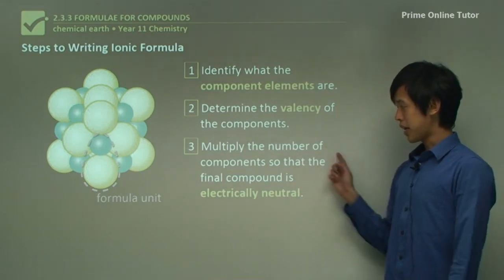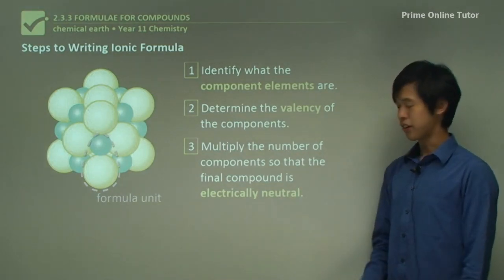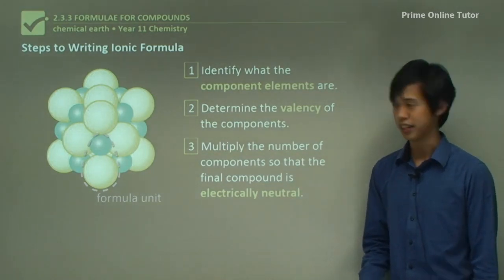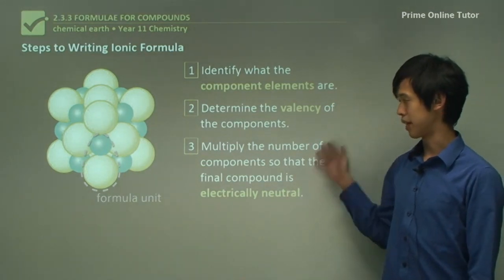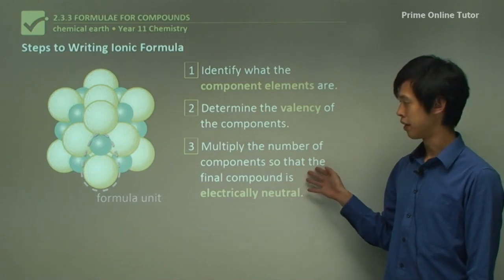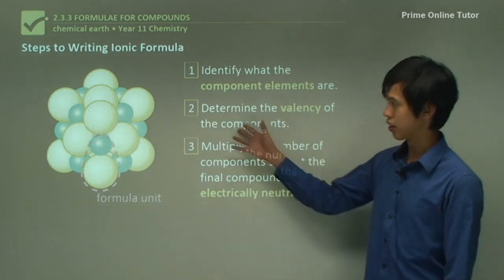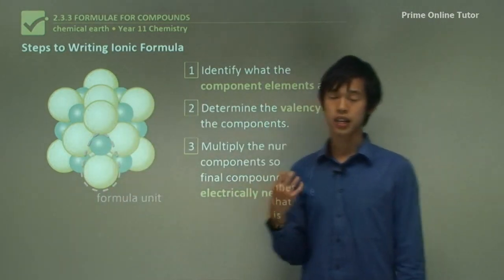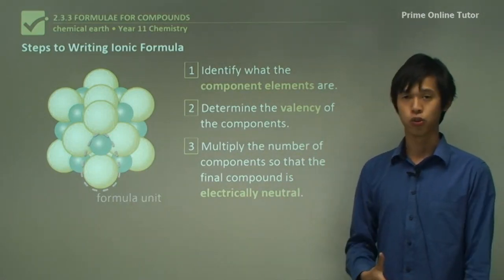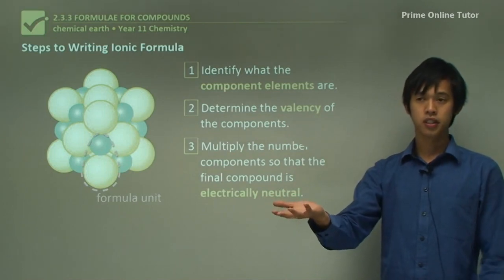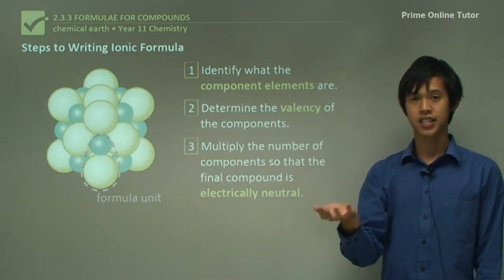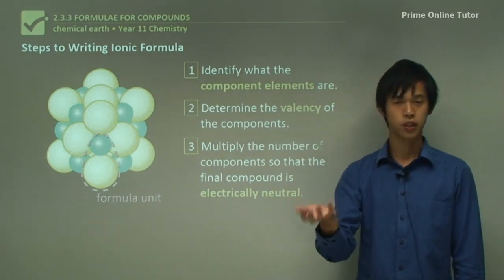Then we multiply the number of components so that the final compound is electrically neutral. This is a complicated one, and it doesn't make a lot of sense right now, but basically your ionic compound will be electrically neutral from far away. So if I was to hold a piece of salt and look at it, I would see it as an electrically neutral piece of salt.